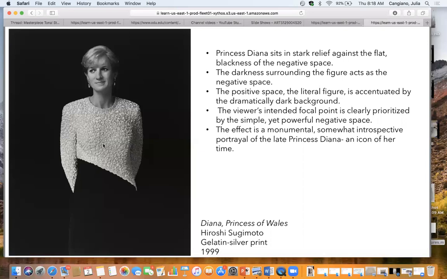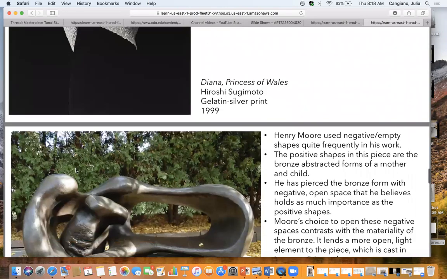These are points of interest, but the effect is sort of like I said, like a monument, almost like an homage to Princess Diana. So obviously, Sugimoto wanted her and only her, pretty much, to be the sole focus of this. So it's obviously very dramatic. I read it as a remembrance image.